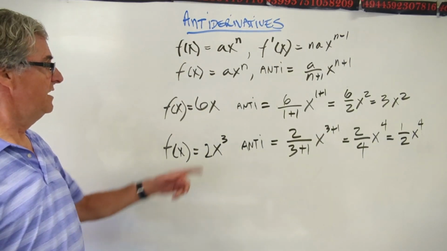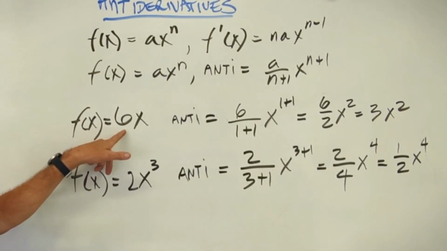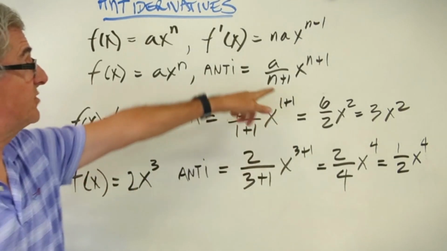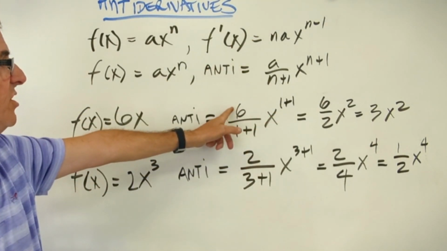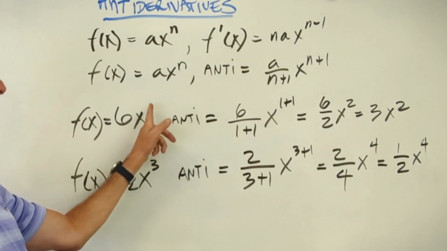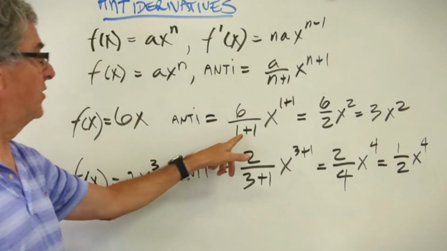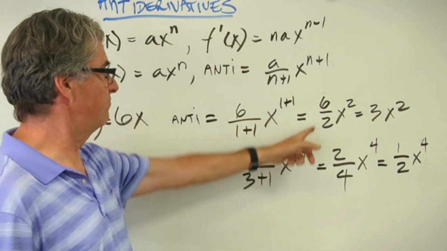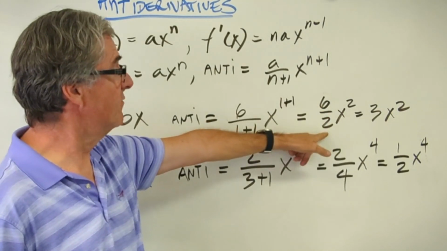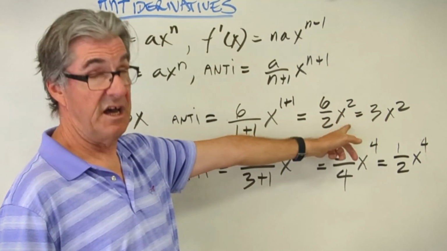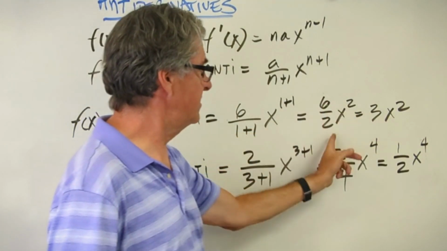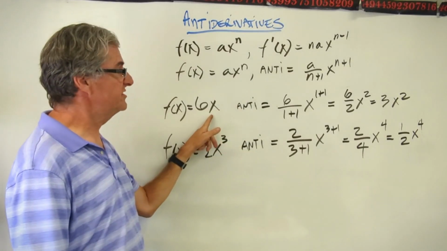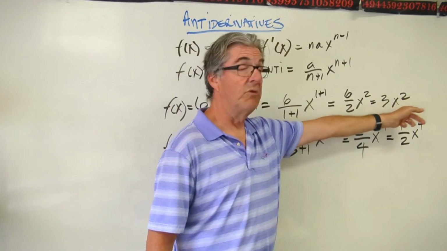So check this out. 6x is our function. The antiderivative, I broke it out, showed you all the steps according to our rule. It's coefficient over exponent plus 1. Remember, there is a 1 there. That's our exponent. So it's over 1 plus 1 times x to the 1 plus 1. So now we just simplify that down. That's 6 over 2 times x squared. And then 6 over 2 obviously is 3. So our antiderivative of 6x is 3x squared.